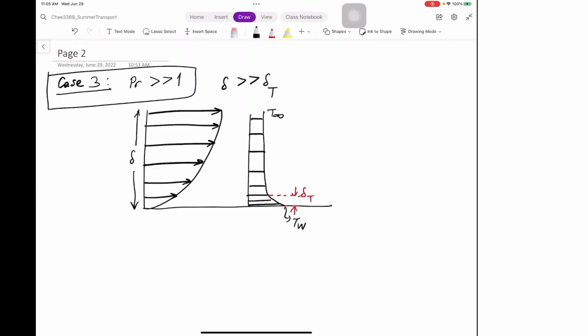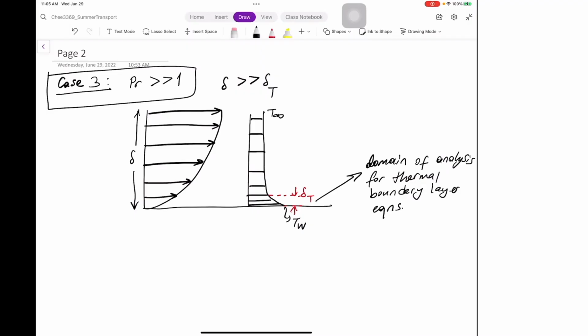Now, this hydrodynamic boundary and the thermal boundary, and the thermal boundary is much smaller than the hydrodynamic boundary, as you can see. And this is the region or the domain for analysis for thermal boundary layer equations.